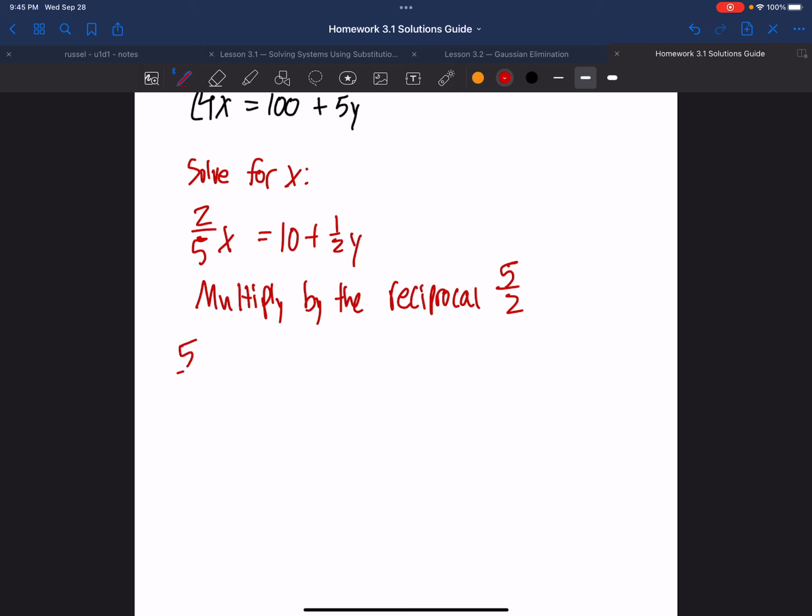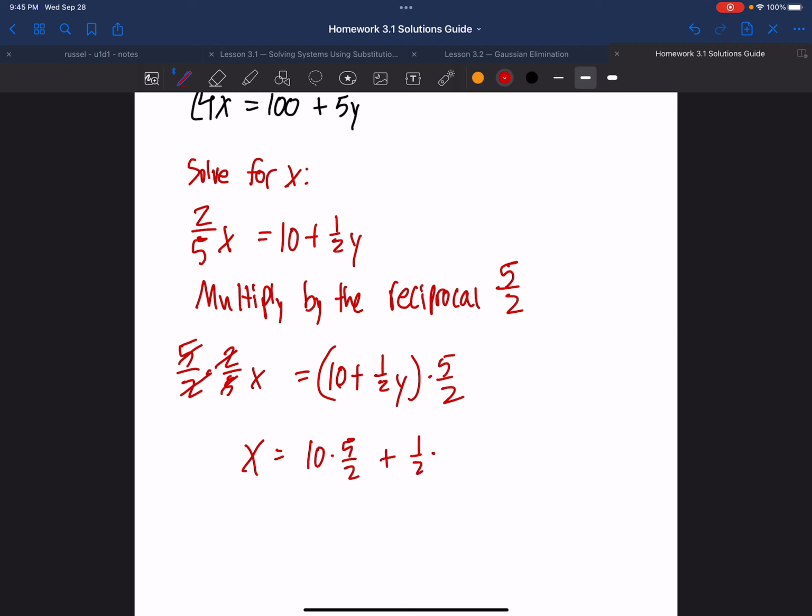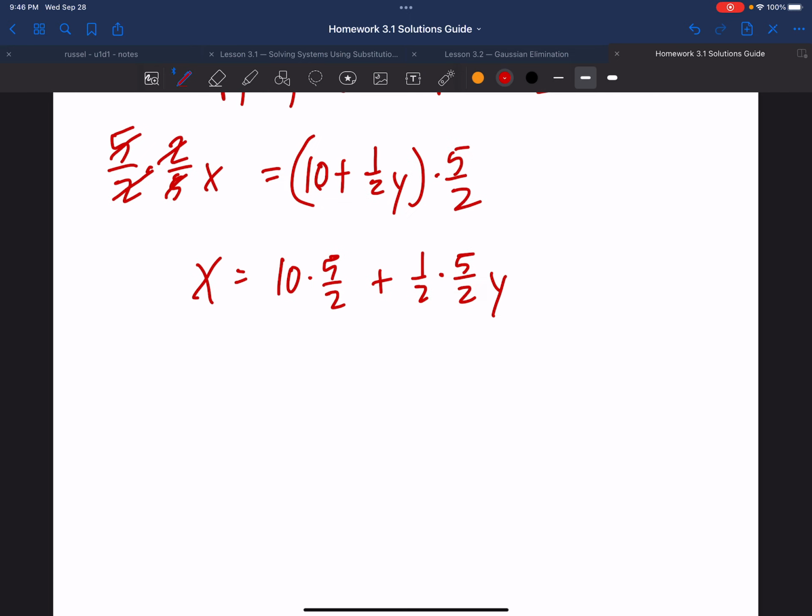So I'm going to do 5/2 times 2/5 x, because this cancels out the 5s, it cancels out the 2s. And then I got 10 plus my 1/2 y, where I'm going to multiply that by 5/2. So let's do that. I get x equals 5/2 times 10. Well, 10 times 5 is 50, right? Here, look. Let me distribute it for you so you can see what I'm doing. 10 times 5/2, well, 10 times 5 is 50. 50 divided by 2 is 25. And then 1/2 times 5/2 is 5/4 times y.